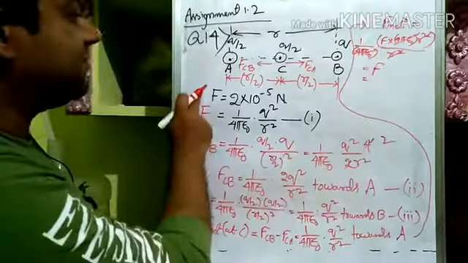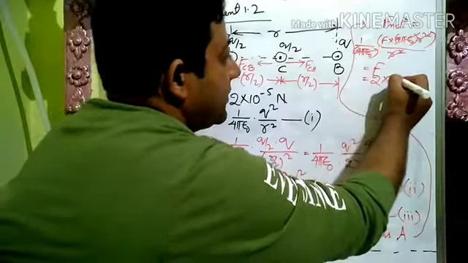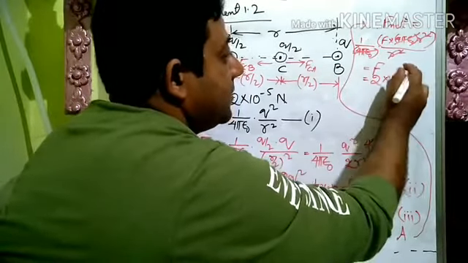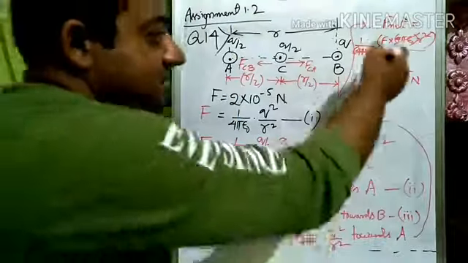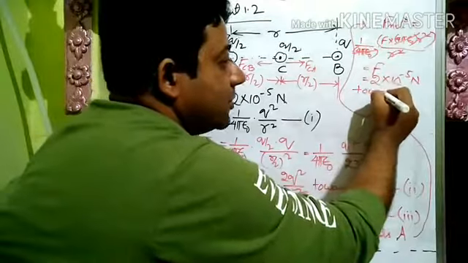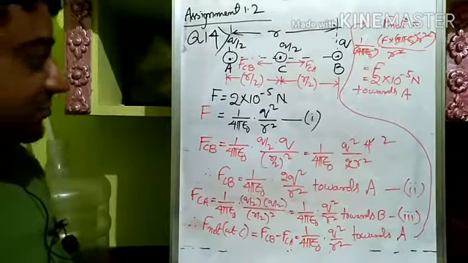And that F is given in the question already, 2 into 10 to the power minus 5 Newton, but towards A. Since it's a vector quantity, we have to write towards A. This is the answer to this question. Clear?